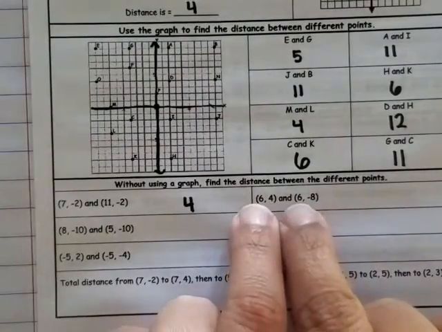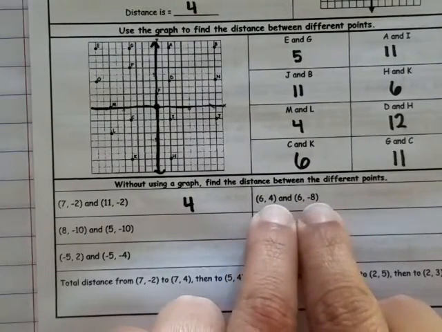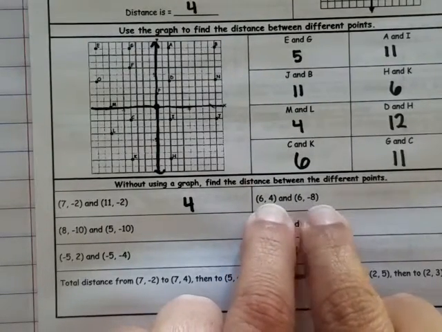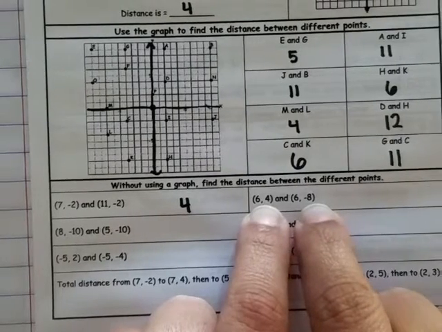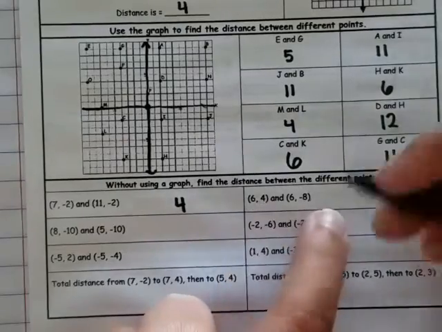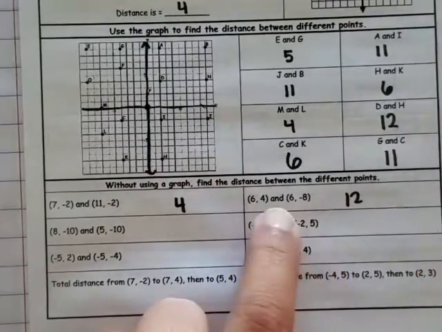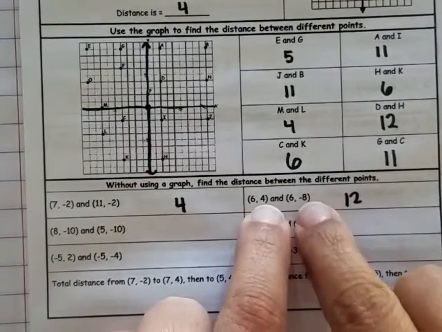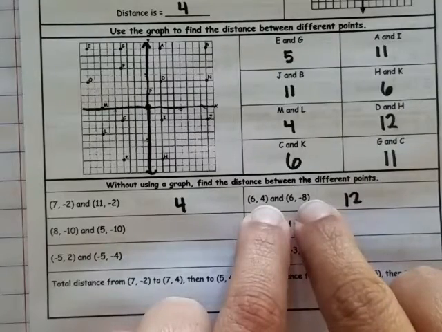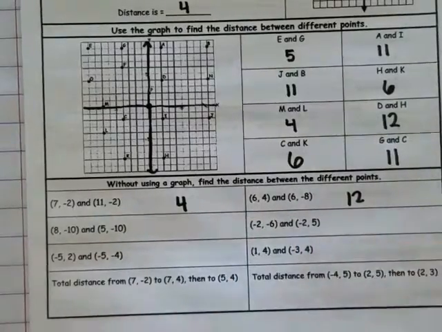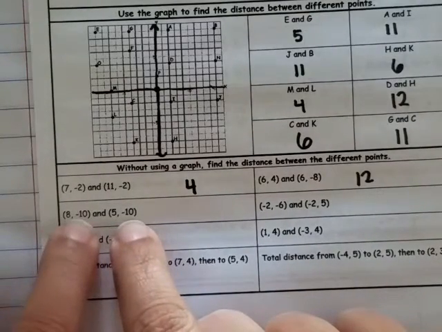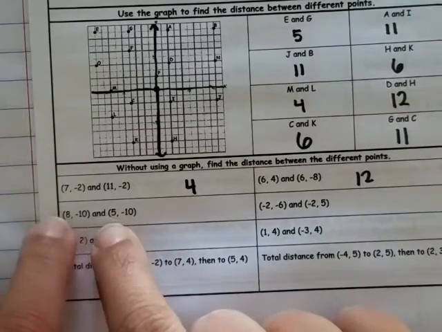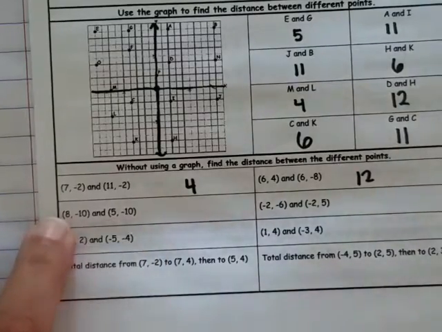All right, here the x values are the same, so we're going to look at the y values. To get from 4 all the way down to negative 8, we'd have to travel 12 spaces, and it's going to be positive 12. Because remember, you take the absolute value of 4, which is 4, take the absolute value of negative 8, which is 8, and 4 plus 8 gives you 12. Here, the same values are the negative 10, which are our y values, so we're going to look at our x values. The distance between 8 and 5 is 3.